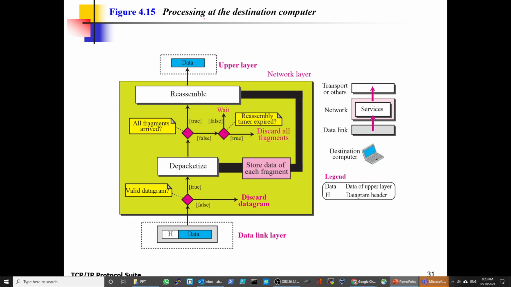Now let's take a look at the process at the destination computer. Now the destination is receiving from the bottom up, so we have to start in here. It receives the data with the header, that's the data link layer. It's gonna go up. It's gonna check, is it a valid datagram? Remember the CRC? It will be able to check there. If false, discard the datagram. It's no use, it's corrupted. If it's a valid one, then you go up and you depacketize it.